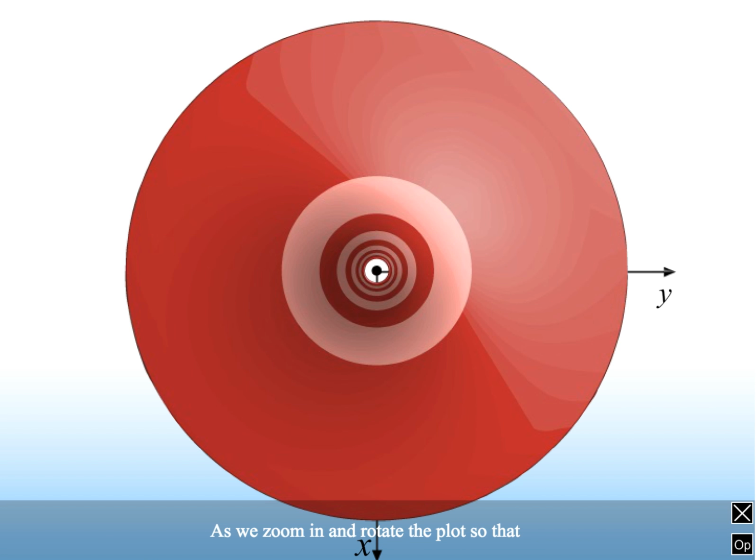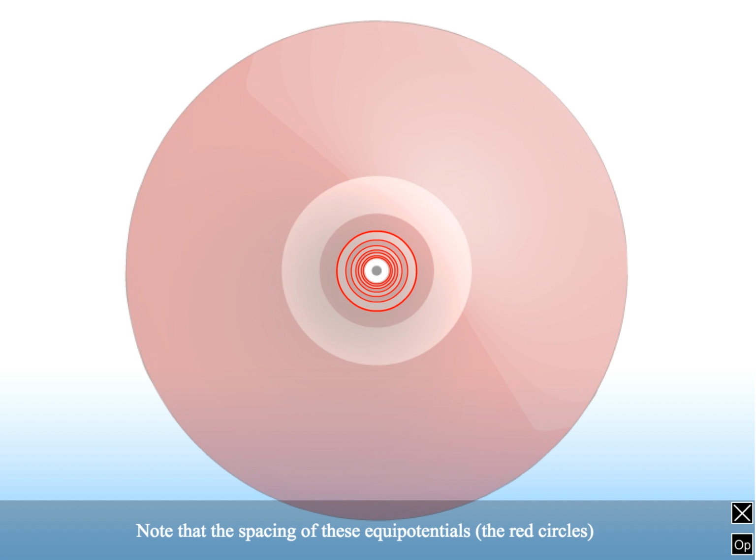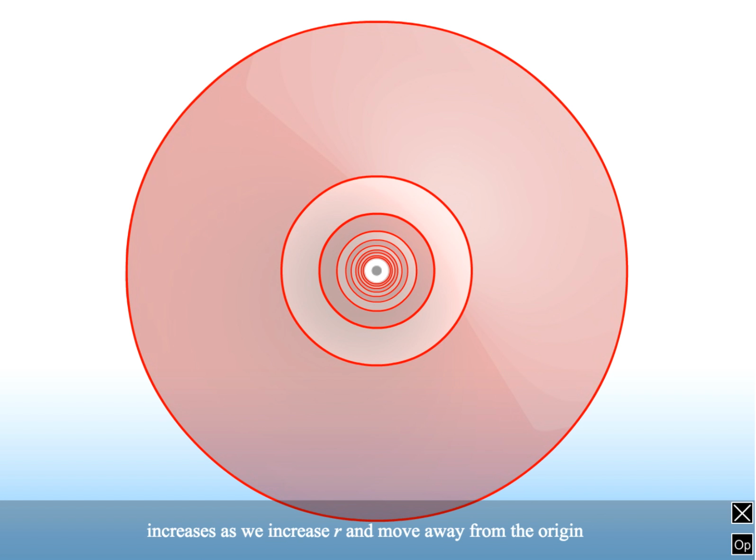As we rotate the plot so that we are looking directly down at the potential, we see that the stripes no longer appear to be equally spaced. This view gives us the two-dimensional projection of these equipotentials in the xy plane. Note that the spacing of these equipotentials, the red circles, increases as we increase r and move away from the origin, the location of the positive point charge that is creating this potential.